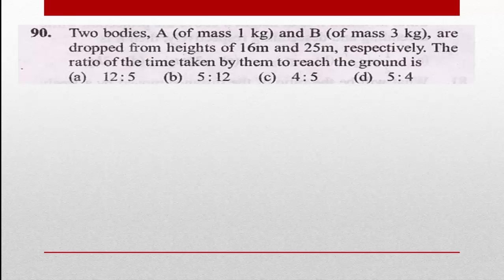And the next question is: two bodies, A of mass 1 kg and B of mass 3 kg, are dropped from the heights 16 meter and 25 meter respectively. The ratio of the time taken by them to reach the ground is? Here these are the two bodies. This is the body A, it has a mass m1 is equal to 1 kg, and body B has a mass m2 is equal to 3 kg, and they are dropped from the same height.